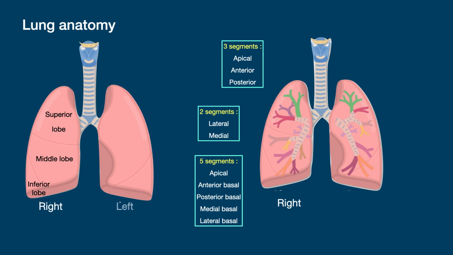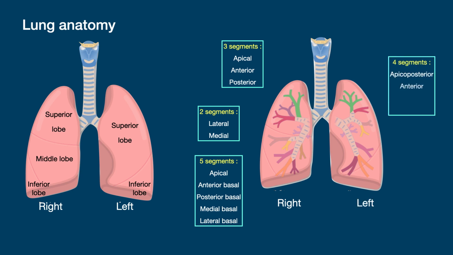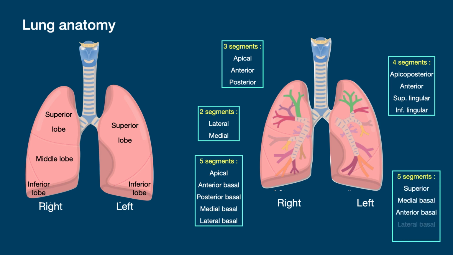The left lung has 2 lobes, which are superior and inferior lobe. The left lung is divided into 9 segments: 4 segments for the superior lobe, which are apico-posterior, anterior, superior lingular, and inferior lingular, and the inferior lobe is divided into 5 segments, which are superior, medial basal, anterior basal, lateral basal, and posterior basal.